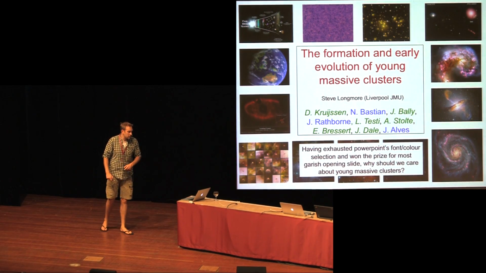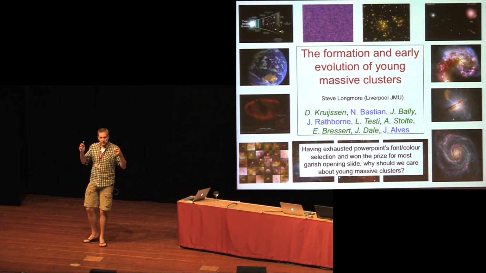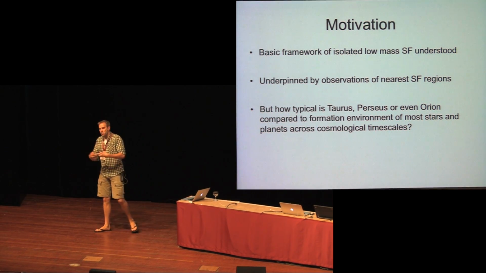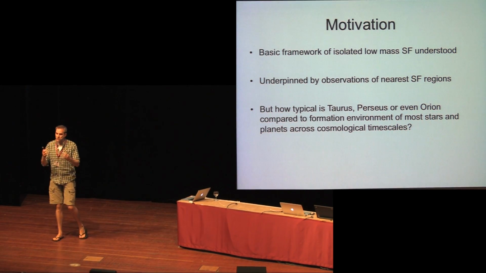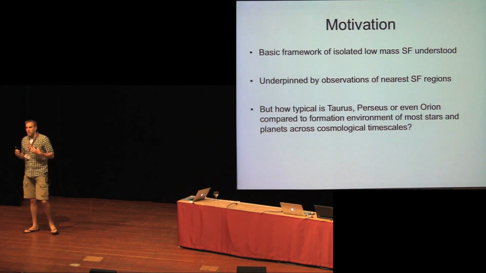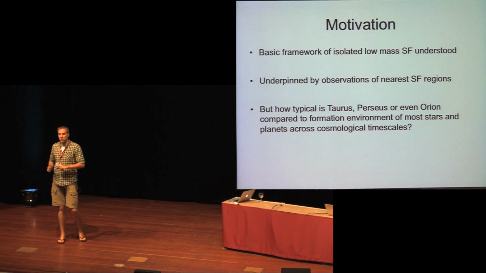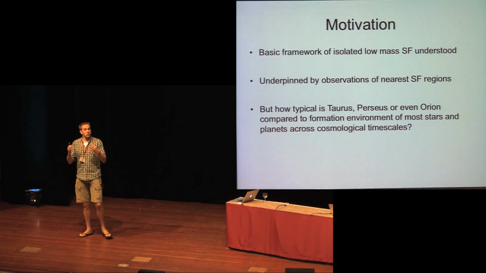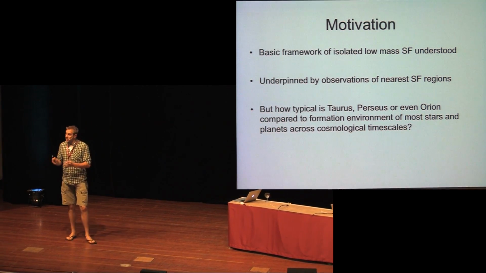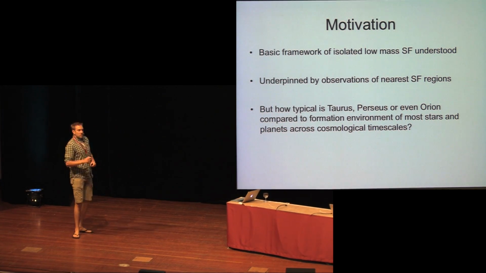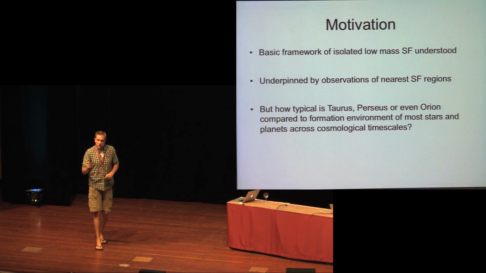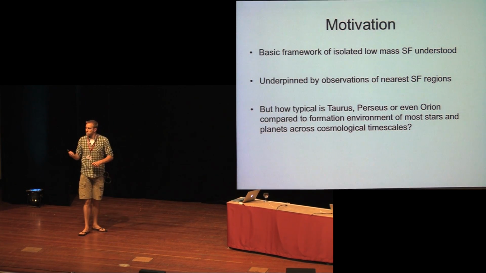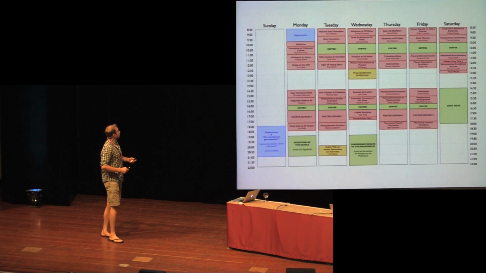Okay, so I'm going to be talking about the formation and early evolution of young massive clusters. But before I get onto that, I really want to spend a few minutes saying, why should we care? As we go through this week, I think it's clear that over the last few decades, the basic picture of isolated low-mass star formation has been built up and is quite well understood, underpinned by many observations, very detailed work studying these nearby regions. So my question is, how typical is the star formation in Perseus or even Orion compared to the environment of most stars across cosmological timescales?